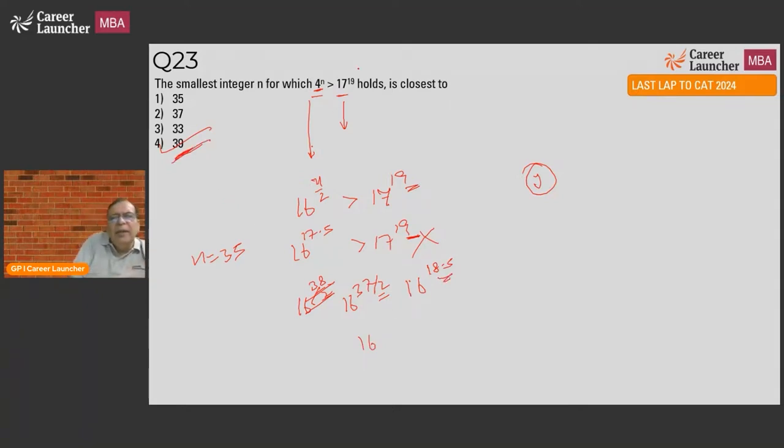See, ultimately, we need to look at hit and trial also many times. And out here, I know I cannot compare these two directly. So I said, let me make it 16 to power n by 2. And this is 17 to power 19. If this has to happen, then n by 2 should be greater than 19, or you could say n should be greater than 38.